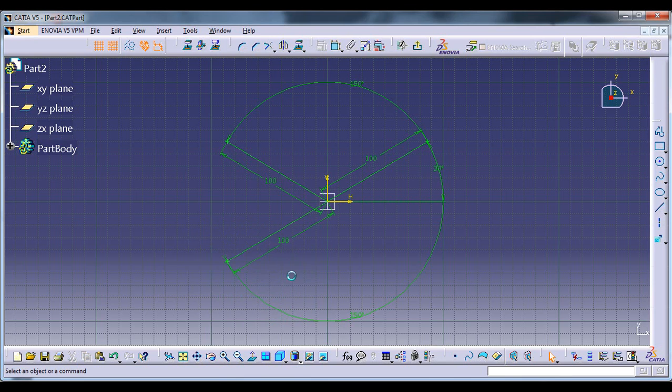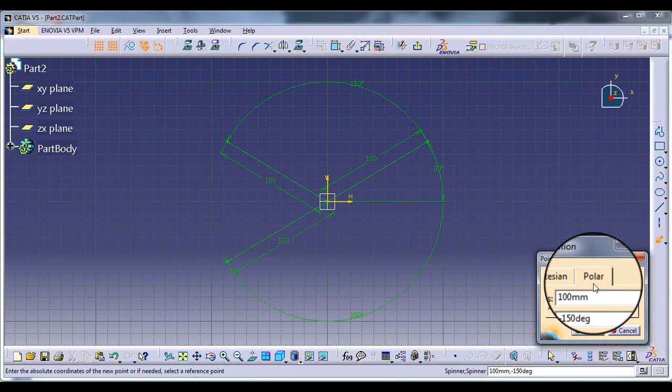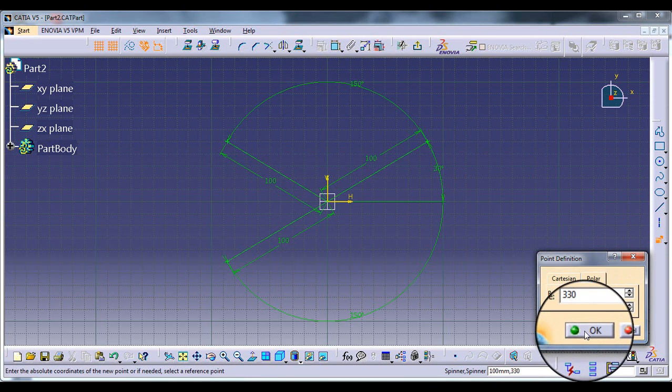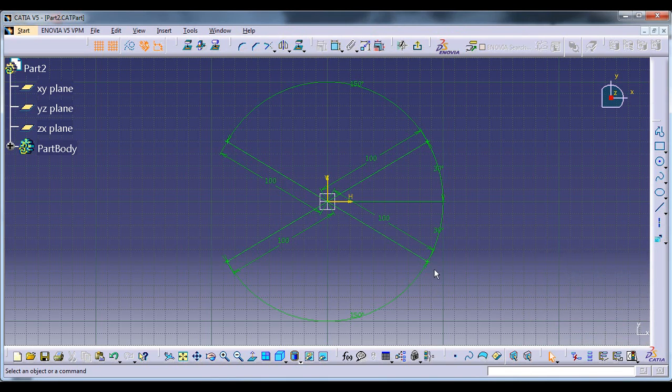So similarly, if I want this point to be in fourth quadrant, I need to enter the angle that is varying from 270 degrees to 360 degrees. So I will again select this command, and in polar coordinate system I will enter it as 330 degrees, and I will click on OK. So we can see that this point is lying now in fourth quadrant.